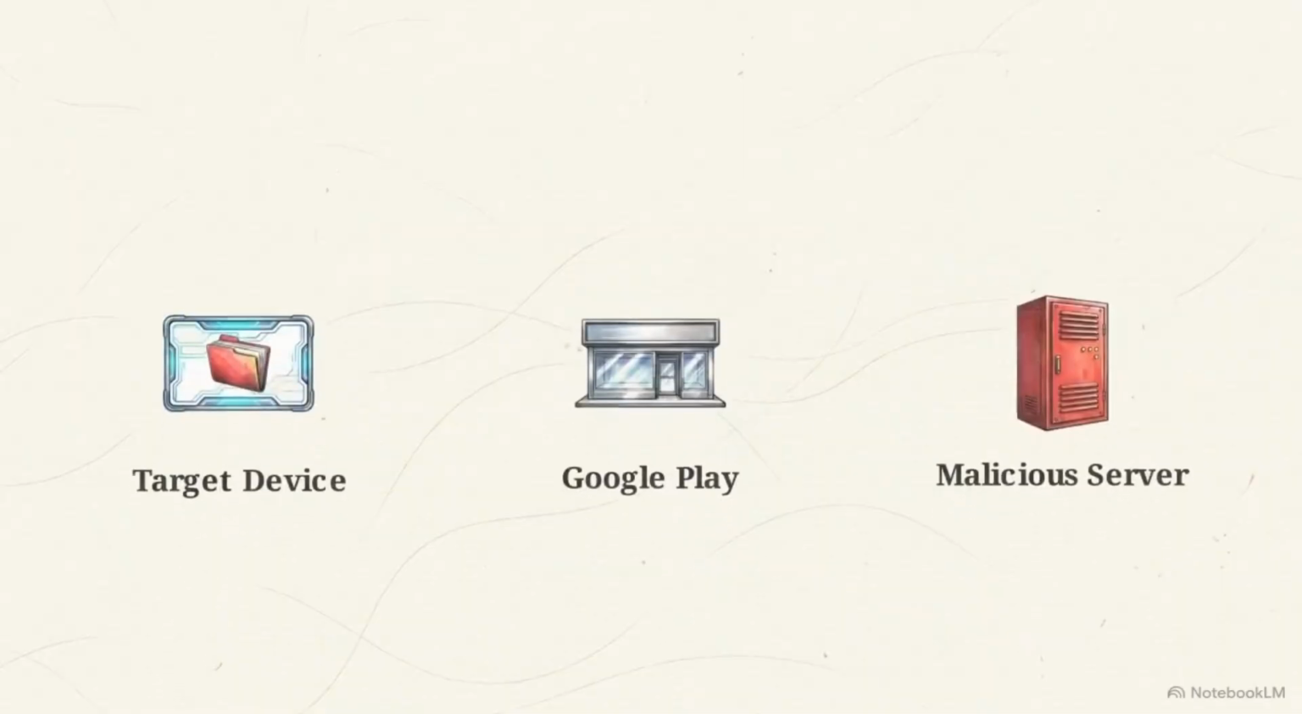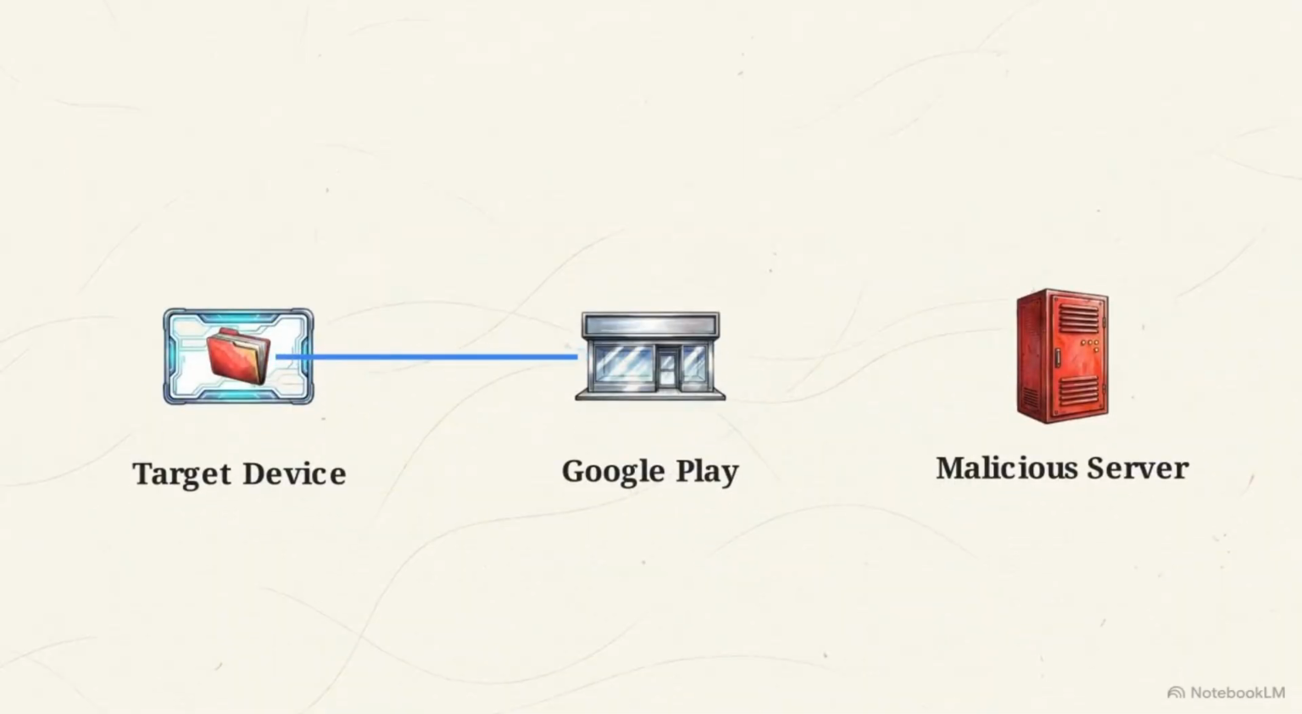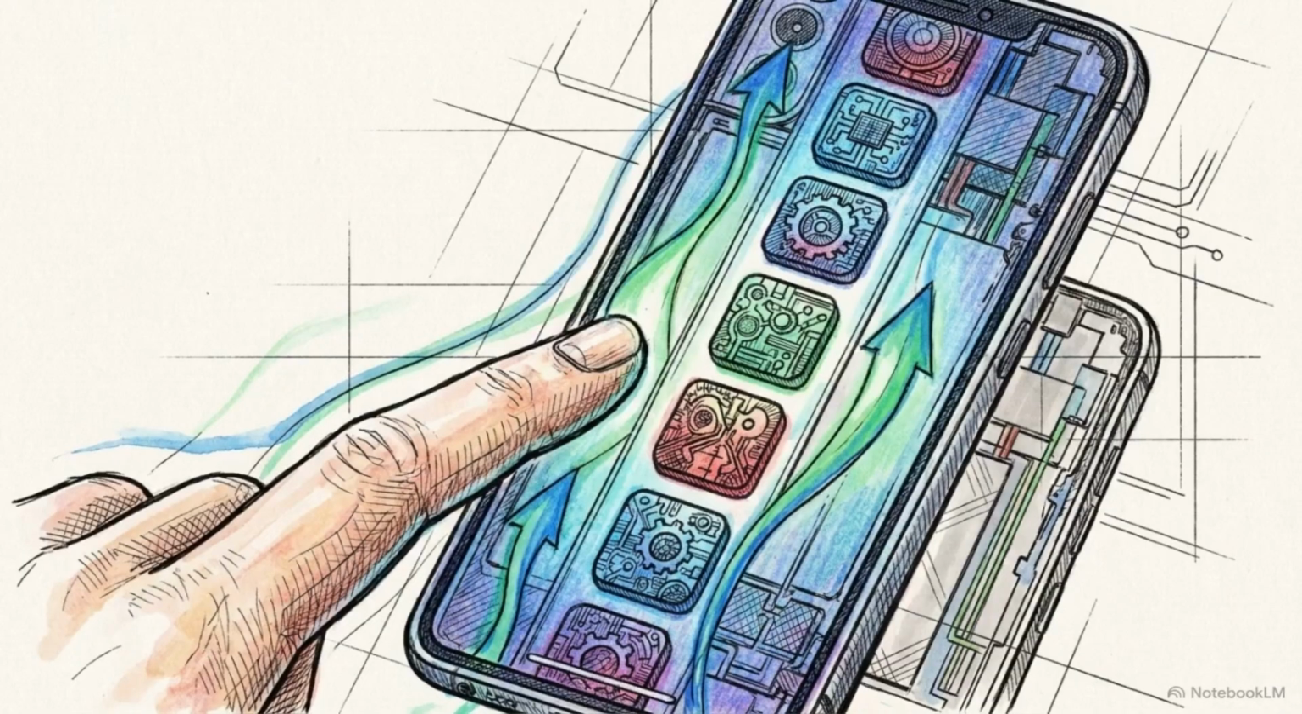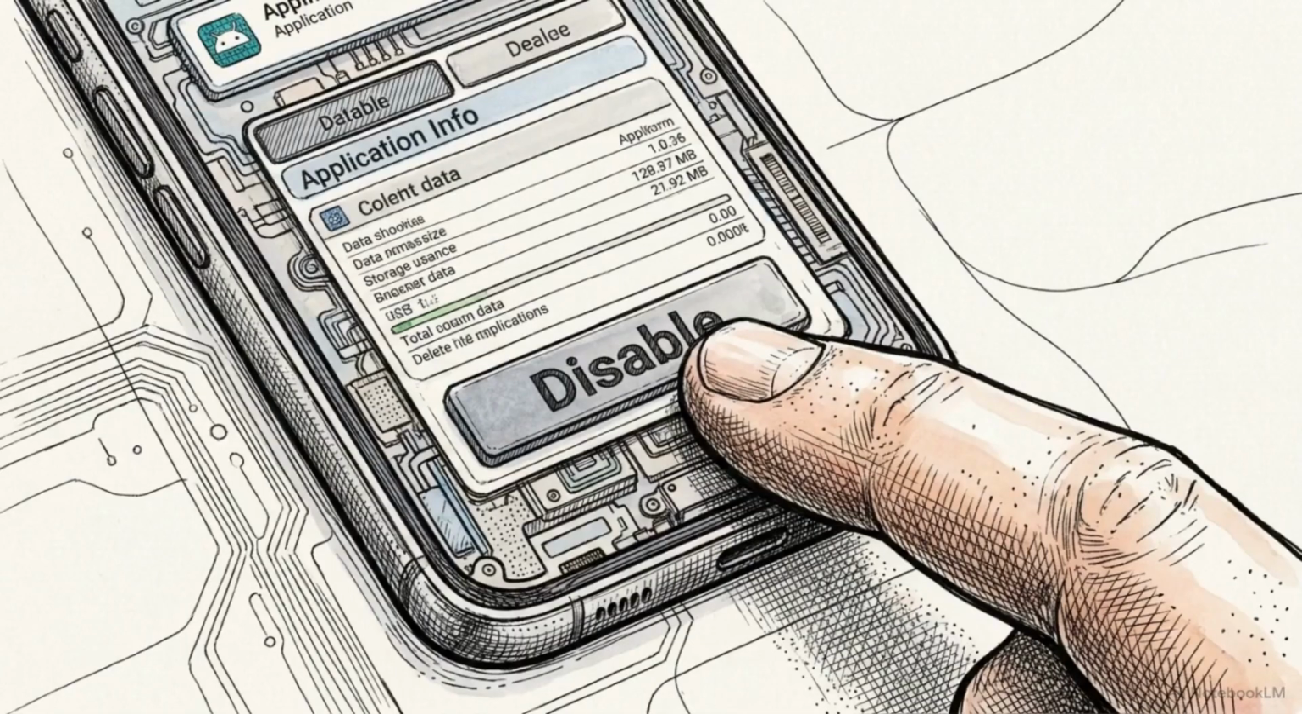This diagram shows how the trigger operates. A hidden directory uses the Google Play Store as a proxy to download a malicious payload. To sever that connection, we temporarily disable the Play Store, preventing the hidden directory from pulling the payload. Open your device settings, navigate to your Apps menu, find the Google Play Store, tap it, and hit Disable.